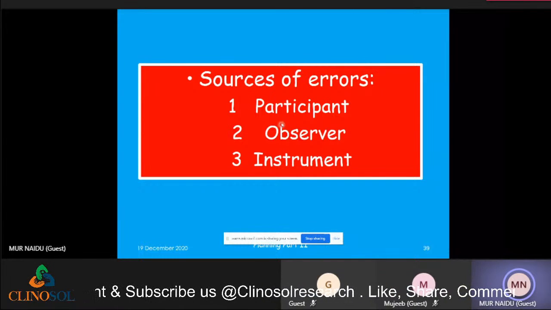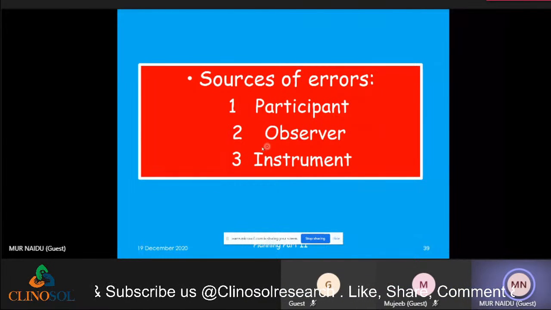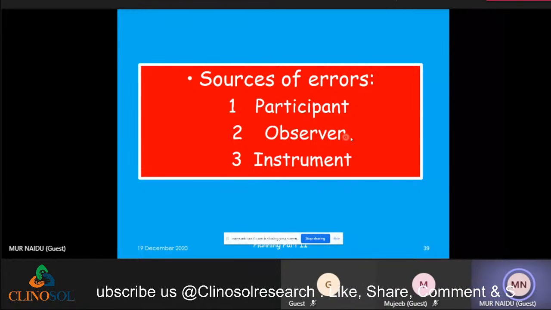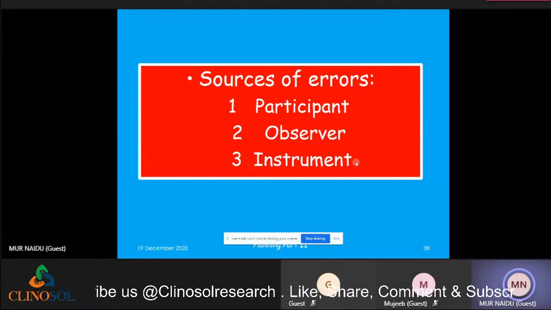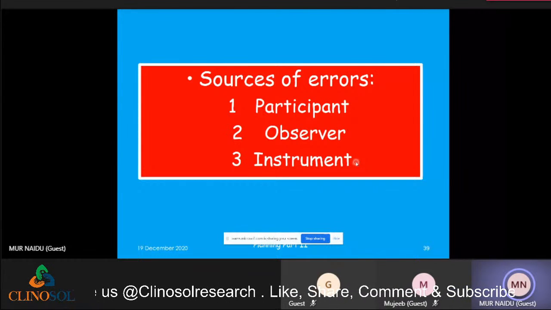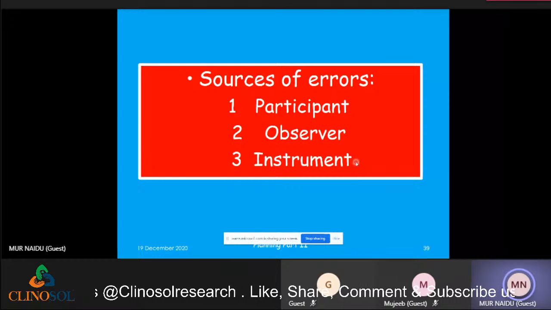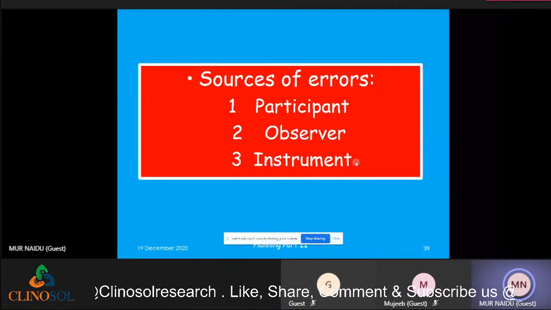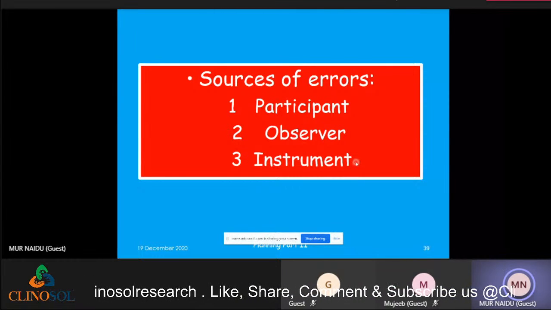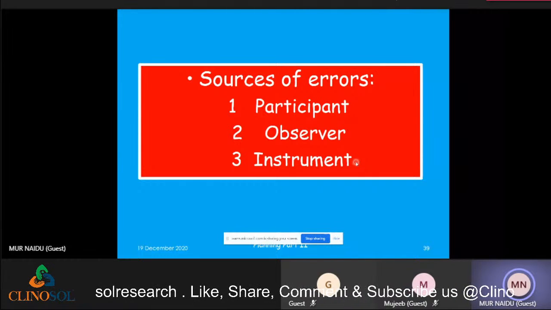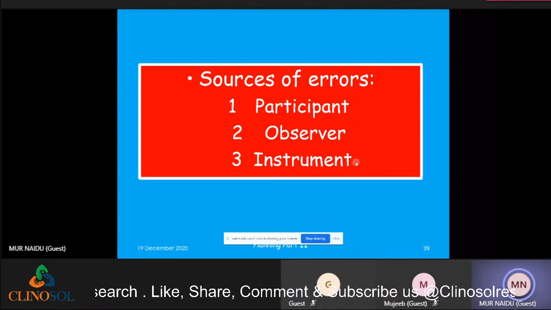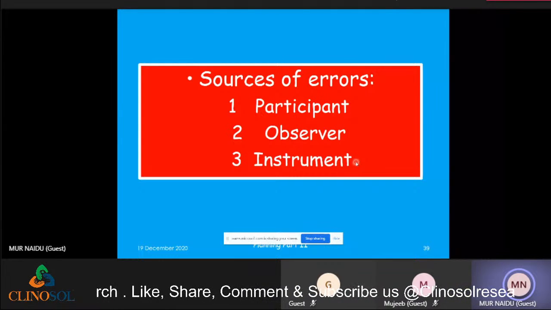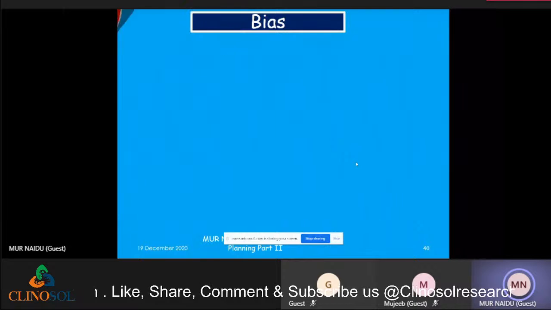So either there is a participant error, observation error or instrument error. For this reason I told you that in clinical research every instrument which is used must be standardized or validated by the licensed people every 6 months. It is mandatory. Otherwise, that instrument error will come into clinical research. So these are three important sources of error.